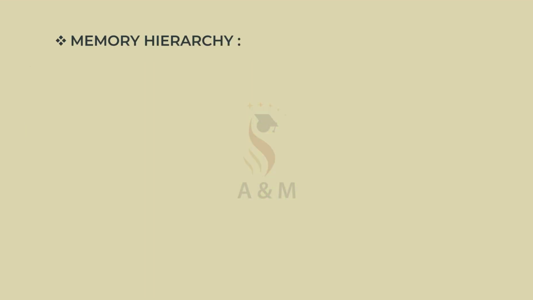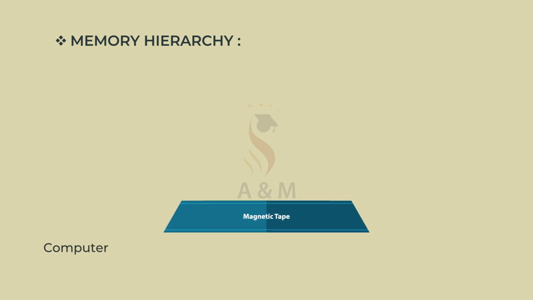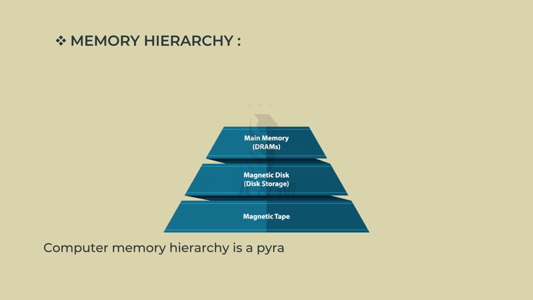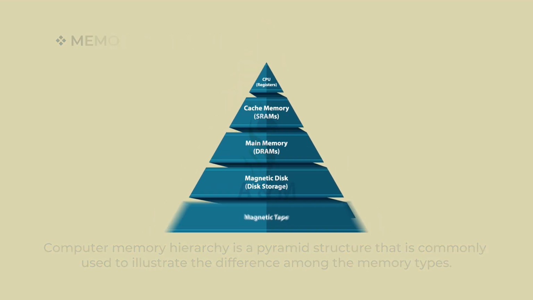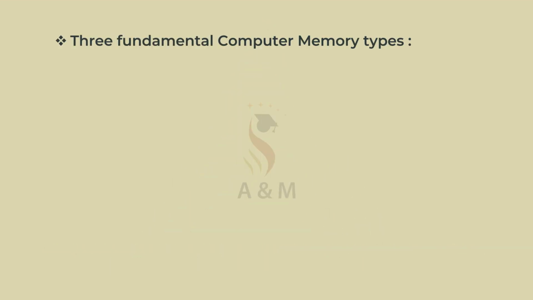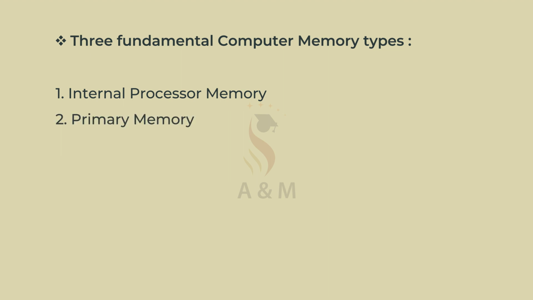Next, let us discuss memory hierarchy. Computer memory hierarchy is a pyramid structure that is commonly used to illustrate the difference among the memory types. The memory in a computer system is of three fundamental types. First, internal processor memory. Second, primary memory. Third, secondary memory.